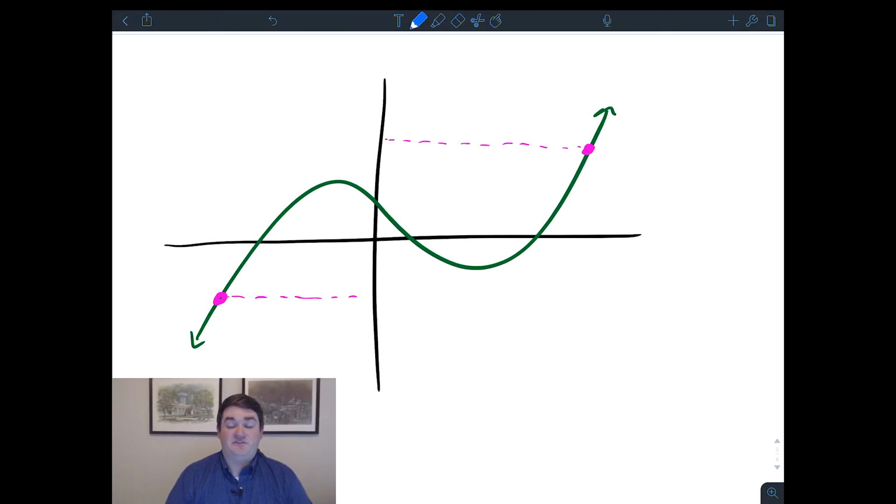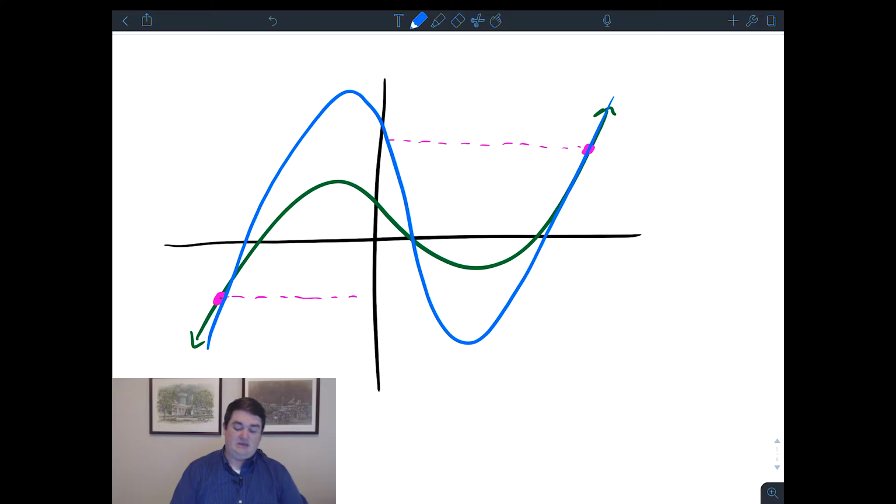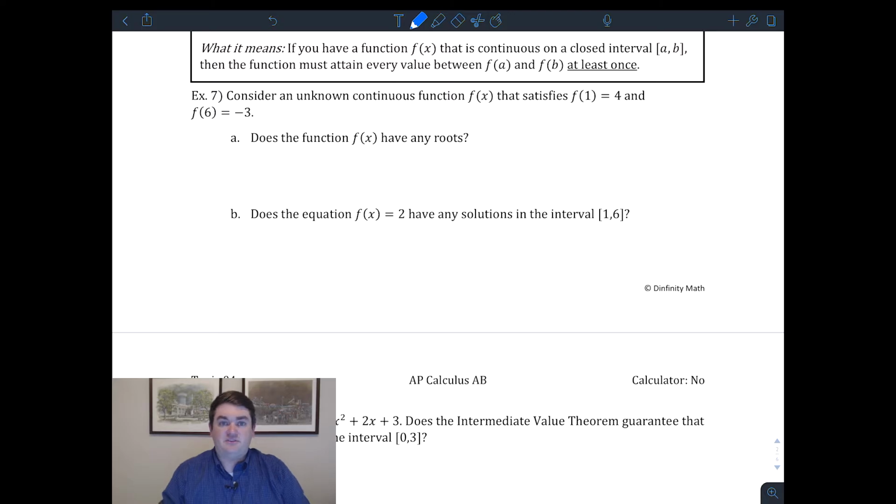Now, is it possible that the function attains values outside of that range? Sure, it could look like this. But still, the fact remains, every value between those two has to be hit by the function at least once. Maybe more, but at least once. All right, so with that in mind, let's look at example 7.